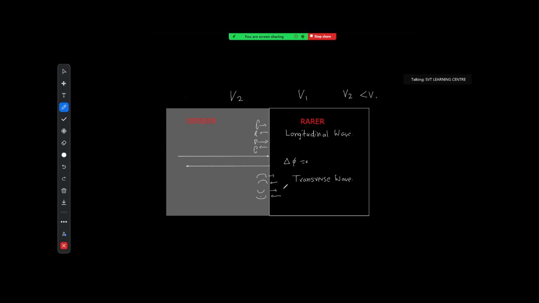Is this clear? So did you understand the difference between the two phenomena? One is when it goes from rarer to denser, and the other is when it goes from denser to rarer. Okay. Good. So can I now rub this?